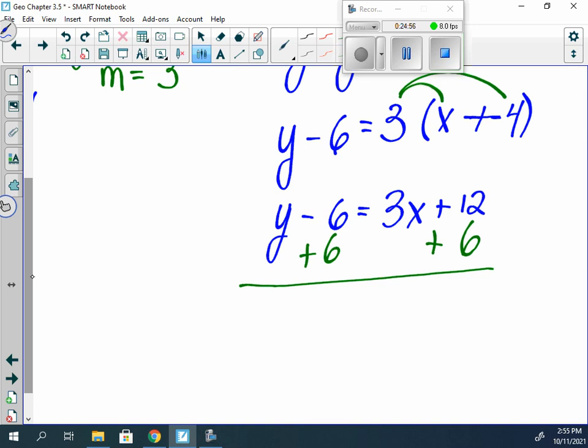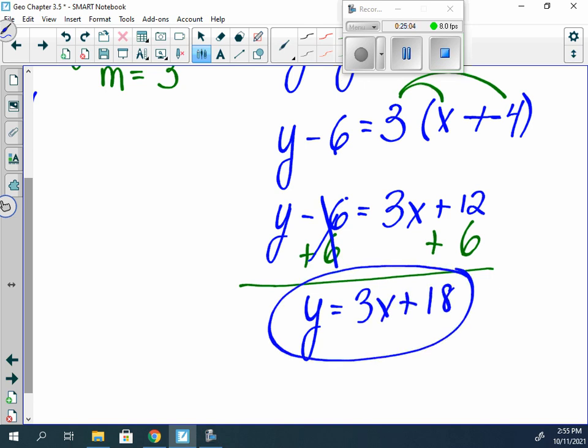Next, we would add 6 to both sides because we do want to get y by itself. y is equal to 3x plus 18. And that right there would be the equation of the line.